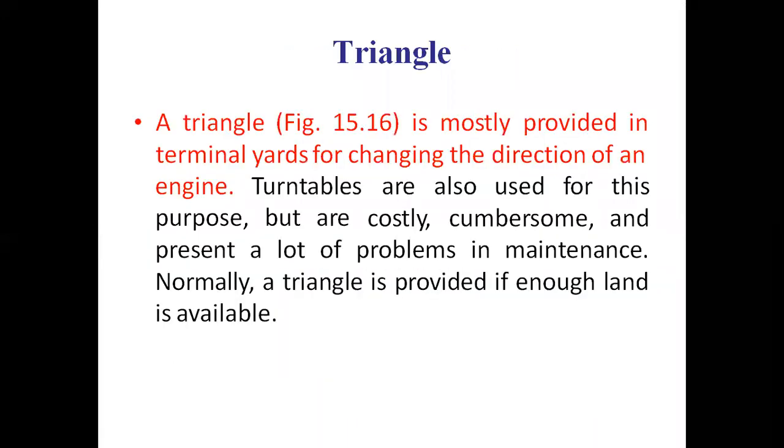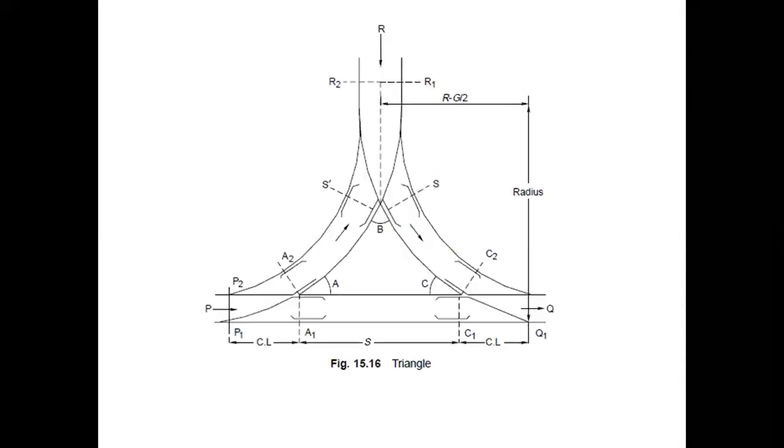A triangle is mostly provided in terminal yards for changing the direction of an engine. Turntables are also used for this purpose but are costly, cumbersome, and present a lot of problems in maintenance. Normally, a triangle is provided if enough land is available. This is the triangle crossover. This is the triangle part of the tracks we may observe.